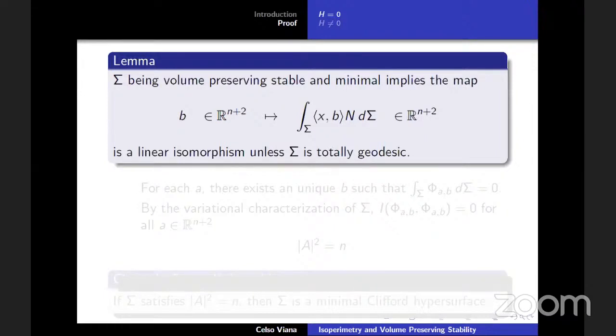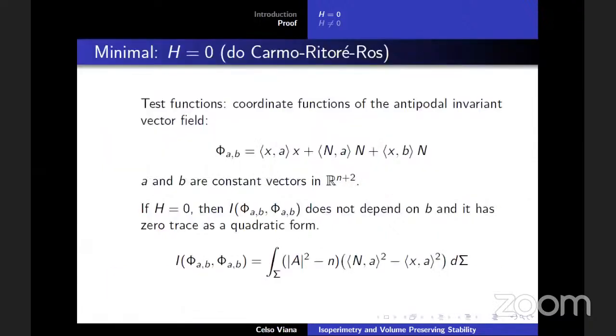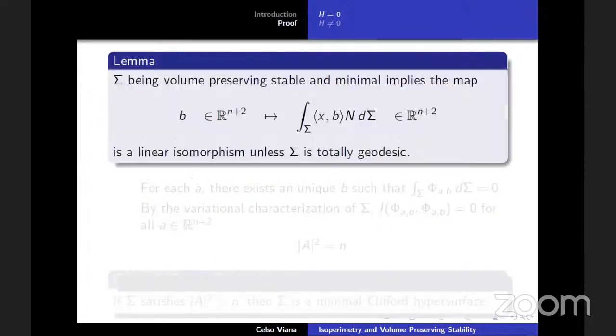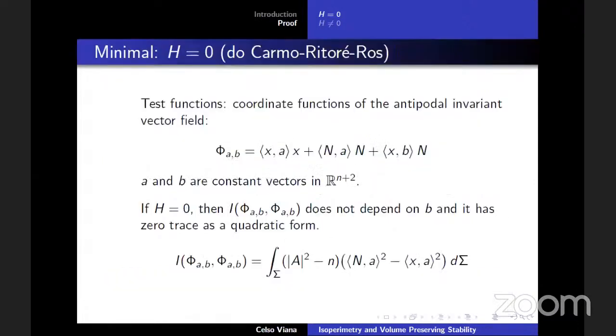So since it is an isomorphism, you can always choose B to make sure that the integral of this vector field psi is 0, so the vector field is balanced, right? And so once you get that the vector field is balanced and you look at the quadratic form, it should be non-negative, right? Because that comes from the assumption that the surface is volume preserving stable, right?